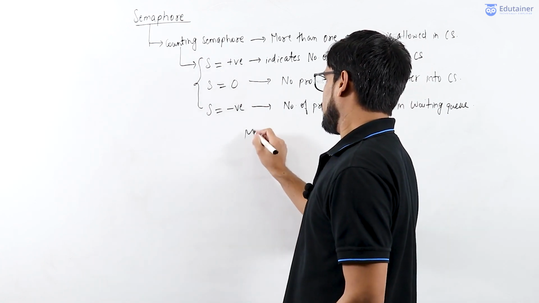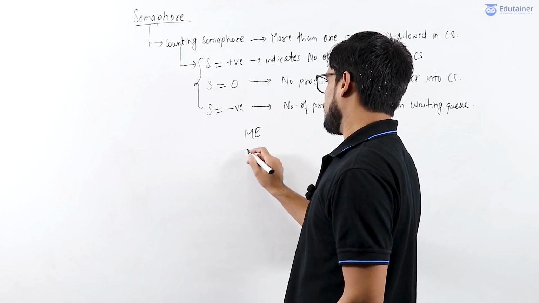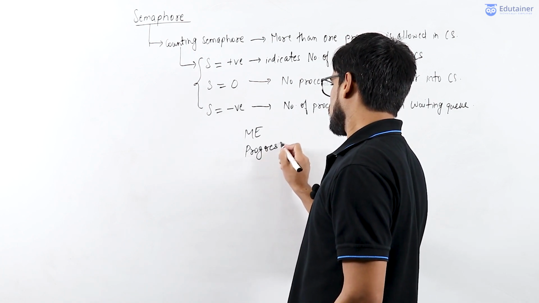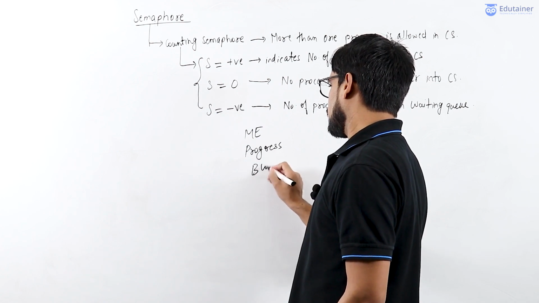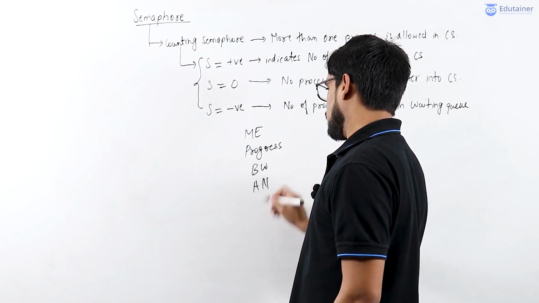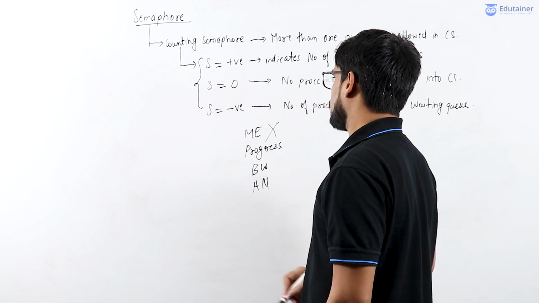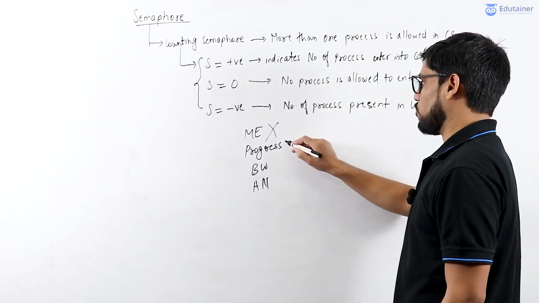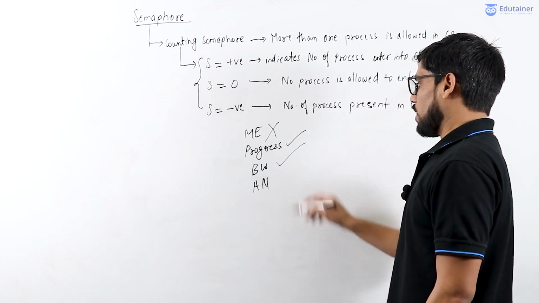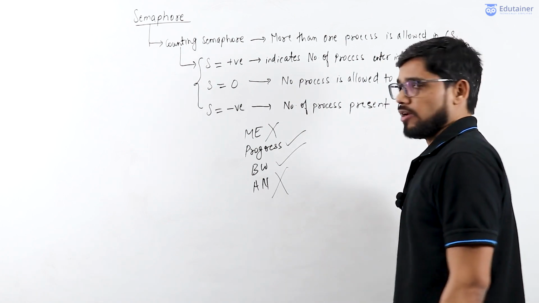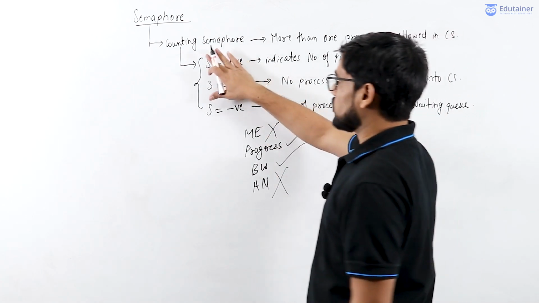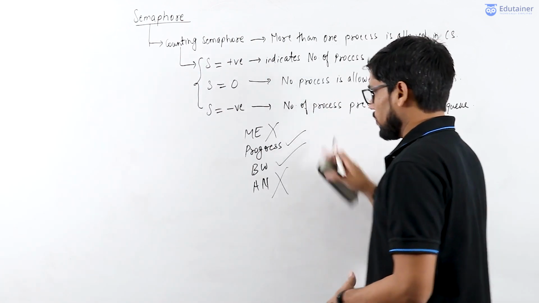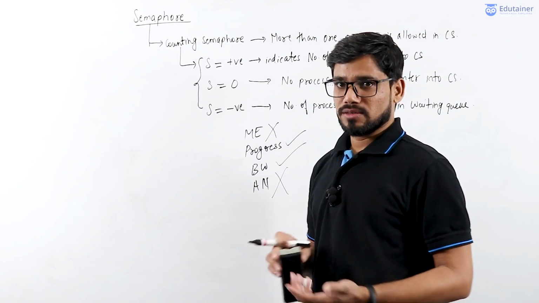So we are talking about the requirements. One is mutual exclusion, progress, then bounded waiting, and last is architectural neutrality. Mutual exclusion is not provided. Why? Because more than one process is allowed to enter into the critical section. Progress is allowed, bounded waiting is allowed, and architectural neutrality is not provided. Why? Because the operating system has the responsibility to take care of counting semaphore. So it is basically platform dependent.